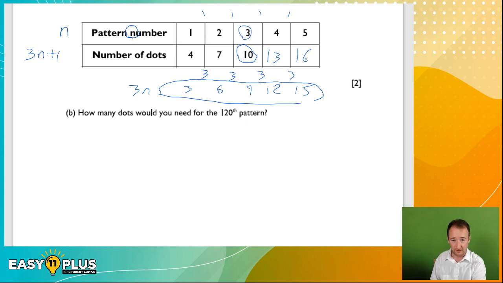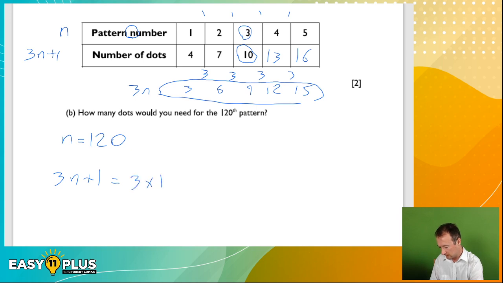Right, now, how do we actually answer the question? The answer is not going to be 9, as Hans asserted. Let's think about it. So, for the 120th pattern, that means that n is going to equal 120. So 3n plus 1 is going to equal 3 times 120 plus 1, which is going to equal, so how do we do 3 times 120? 3 times 100 is 300, 3 times 20 is 60.